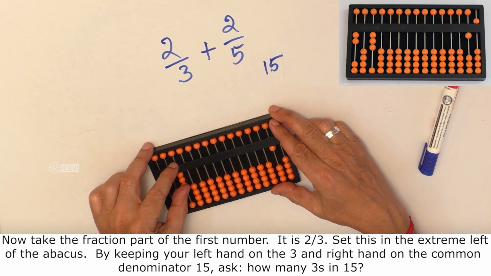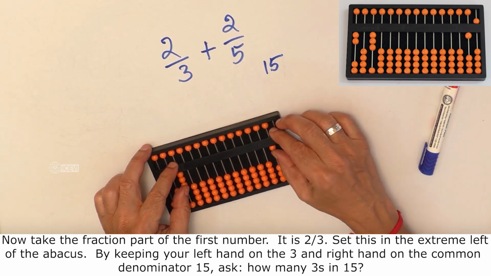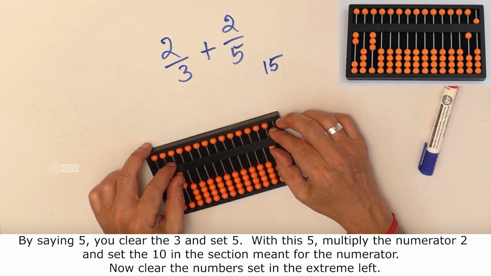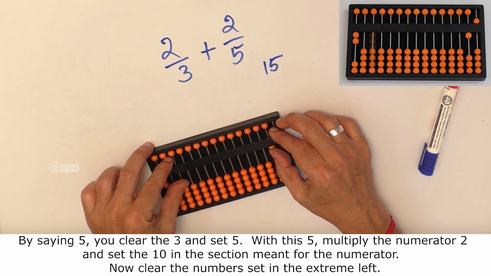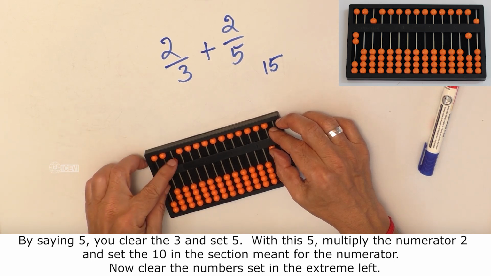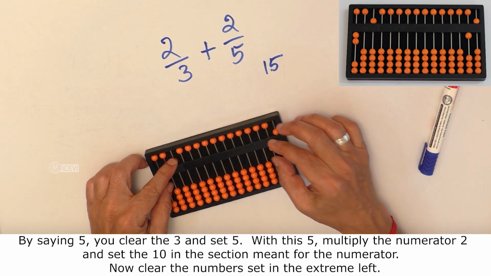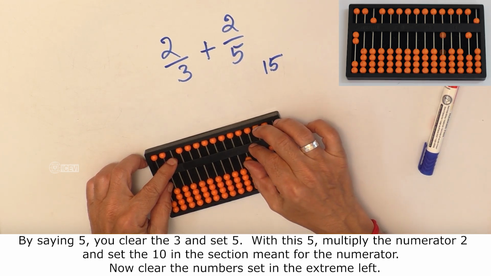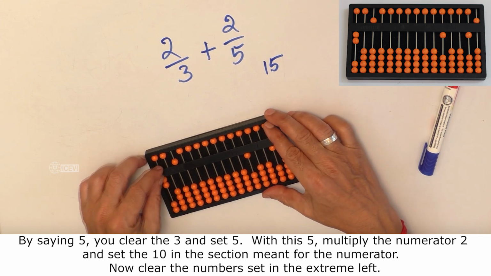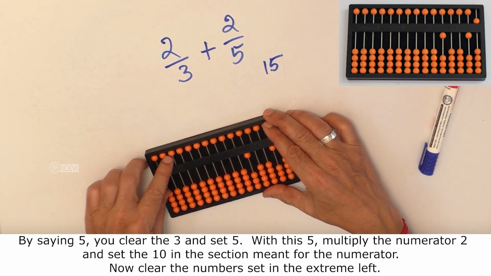Now, by keeping your left hand on the 3 and right hand on the common denominator 15, ask how many 3's in 15. By saying 5, clear the 3 and set 5. With this 5, multiply 2 and set 10 in the section meant for the numerator. Now clear the numbers set in the extreme left.